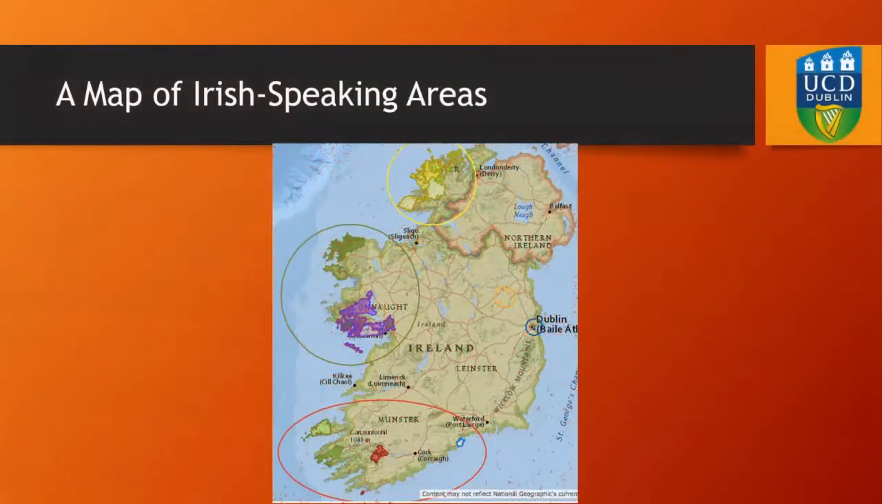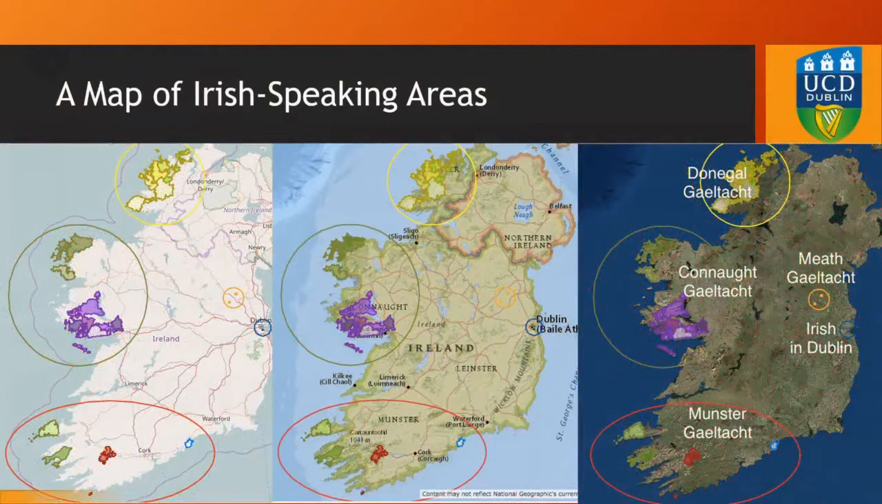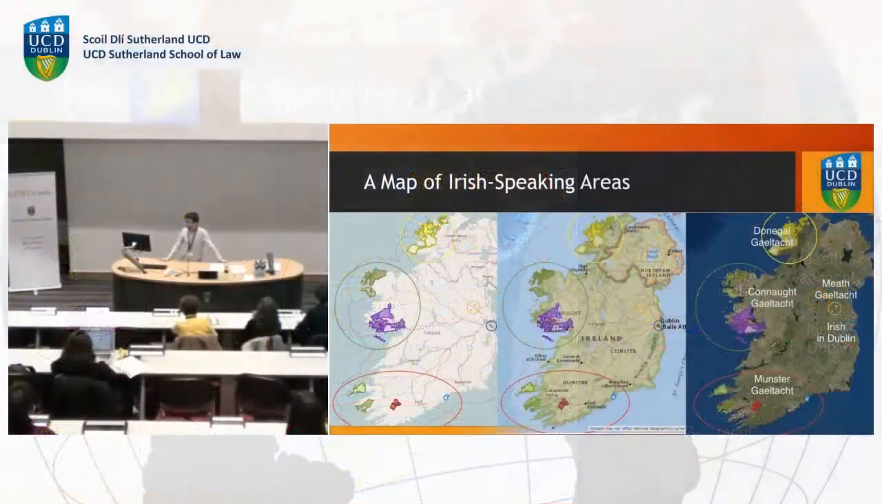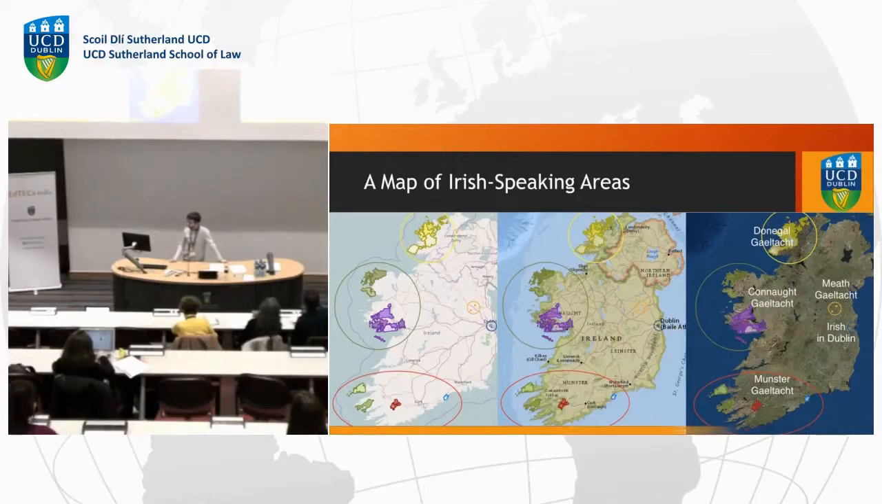So this is the first thing the student sees. I've put it up 3 times. They only see one map, but I just want to show you that you can change the base map under the map. So it shows the 3 main Gaeltacht areas, the Donegal Gaeltacht, the Connacht Gaeltacht and the Munster Gaeltacht, as well as other areas. It's not finished yet. Belfast still has to go up. But that's what the student sees first.